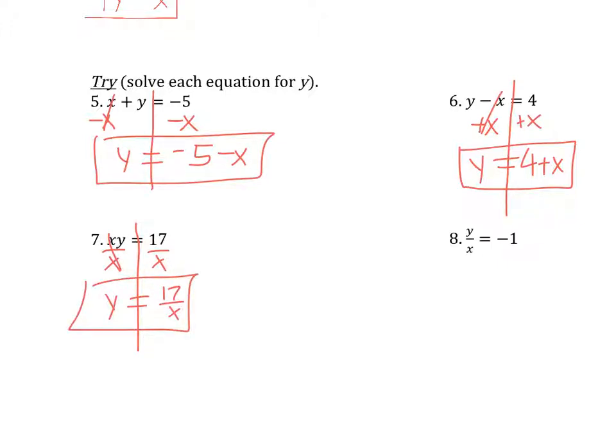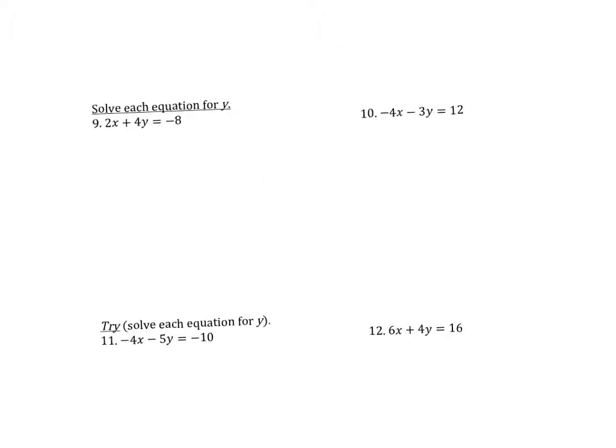Okay, and then last but not least, number 8, y over x is division, so I need to multiply by x on both sides. And I'm left with y equals negative 1x. Okay. All right, let's look at our second page here. All right, so these are getting a little more complicated, okay?